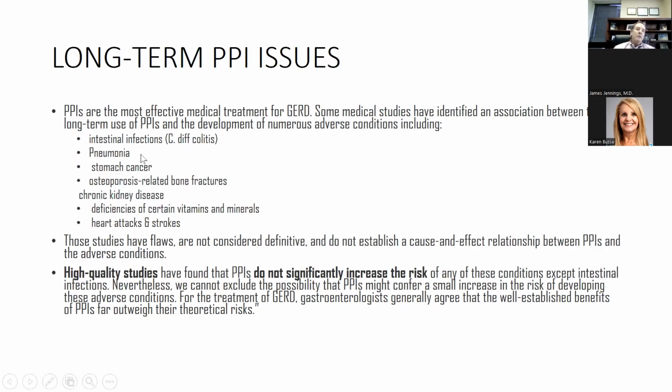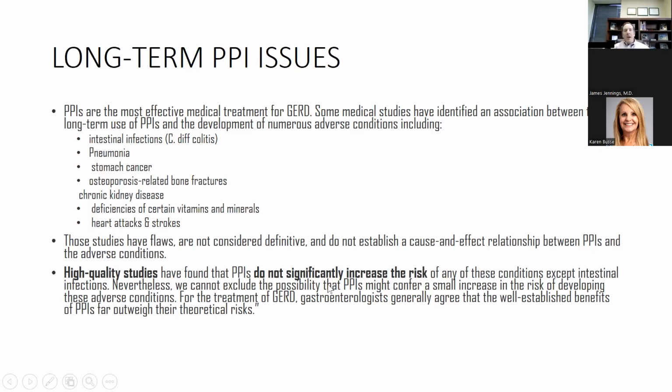But it's looked at pneumonia, especially in patients in the ICU on ventilators, risk of stomach cancer, osteoporosis, chronic kidney disease, vitamin and mineral deficiencies. The two big ones are iron deficiency and low magnesium, and then heart attacks and strokes because omeprazole interfered with the metabolism of antiplatelet therapy. And all of the studies had different flaws. None of them are considered definitive and do not establish a cause and effect relationship between PPIs and adverse conditions.